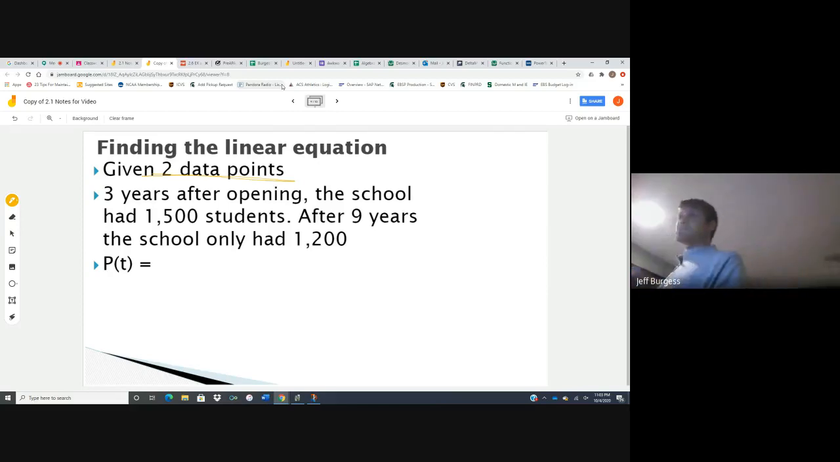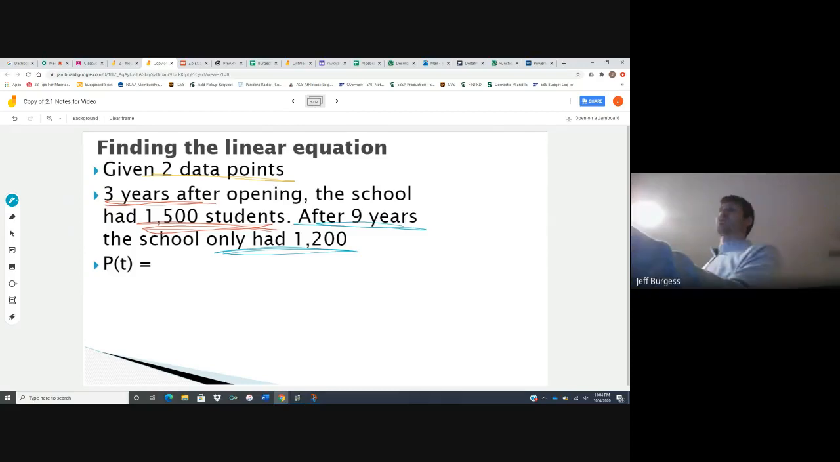So if you look at this, it says 3 years after opening, the school had 1,500 students. So 3 years, 1,500 students, right? That's a sentence, but that's actually a data point, okay? When you have that, you have an x and a y, you have an input and an output. And then it also says after 9 years, the school only had 1,200 students. So we're actually losing students. Probably should reevaluate. What are we doing wrong here? But then we know that our rate of change is going to be negative, right? It's going down, down, down, down, down.